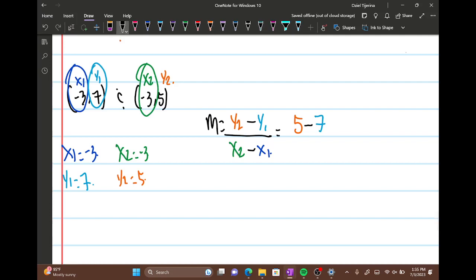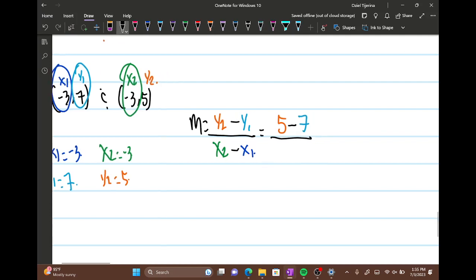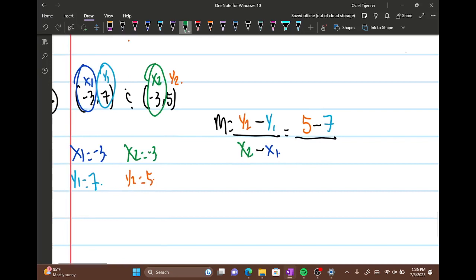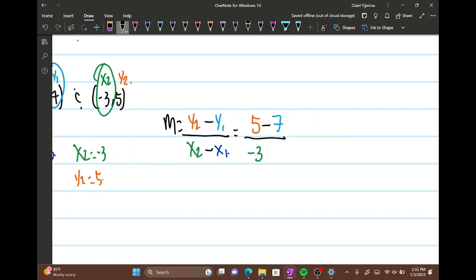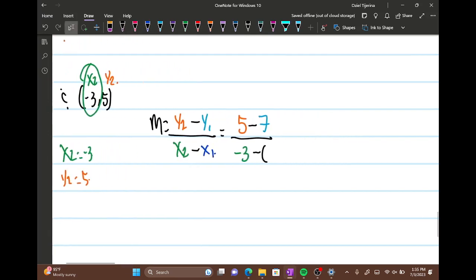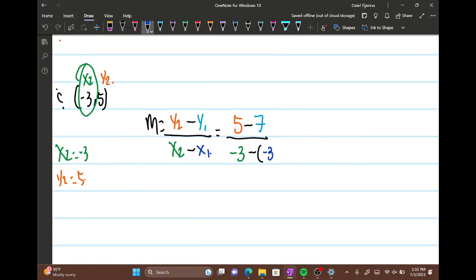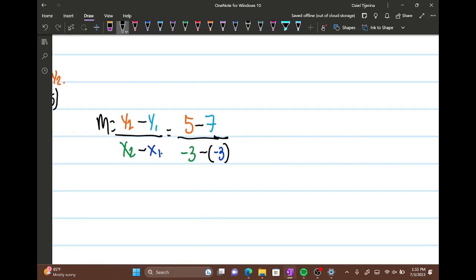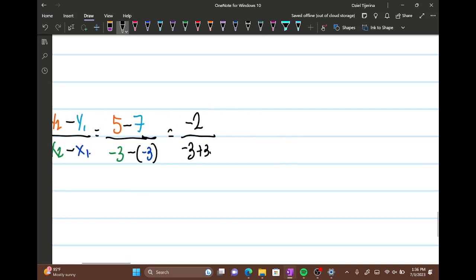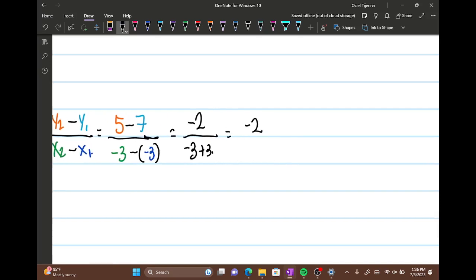So then this would be over negative 3, and then minus, in parentheses, x1. x1 was negative 3, right? Now 5 minus 7, we should all know what that is. There's more negatives than there are positives. It's negative 2 over, and then negative 3 minus negative 3 becomes negative 3 plus 3. Now, negative 2 goes on top. Negative 3 plus 3, well, that's just 0.